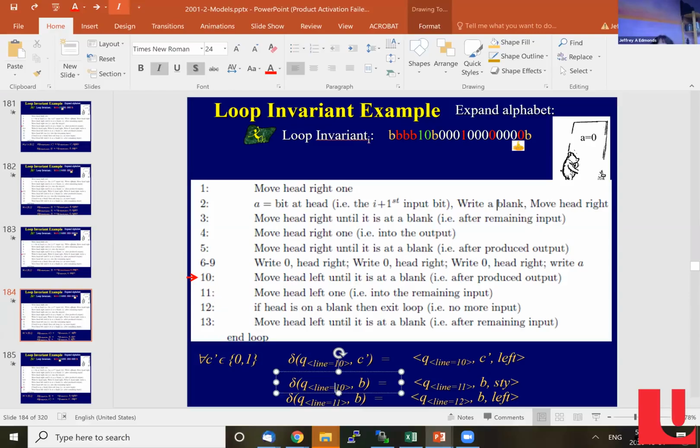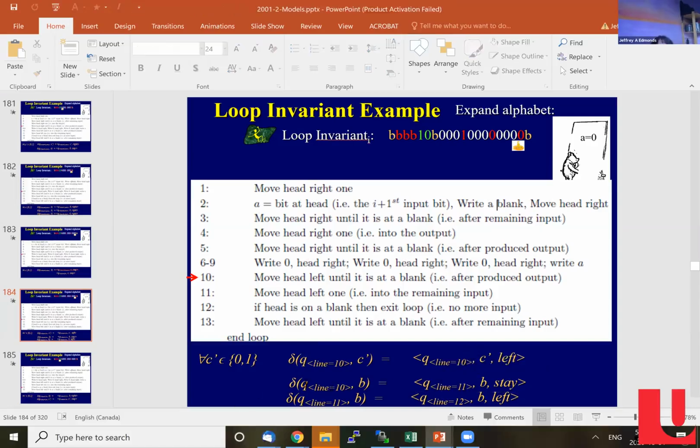I'm saying, if you're in line 10 and you're reading a blank, don't do anything. Have the head not move. Don't change what's on the tape. All we're going to do is go from line 10 to line 11. That's what the Turing machine is doing, following the Java code. It's going from line 10 to line 11, and it's not moving the head. What does line 10 do? If it's a blank, does it move the head? No. It moves the head until it's a blank, and then it goes to line 11.